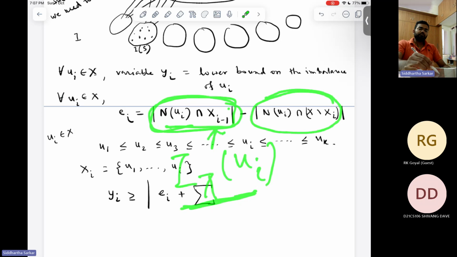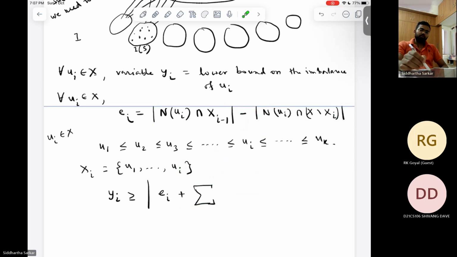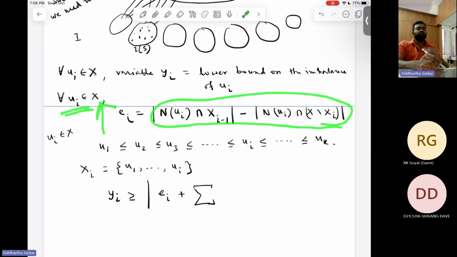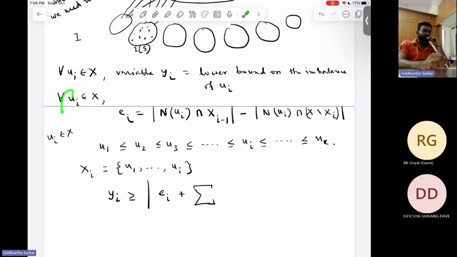Similarly, this term corresponds to counting the vertices which are to the right of ui in the vertex cover, that means having level more than that of ui. All right. So this is the imbalance coming to the vertex ui due to the vertices in the vertex cover. So we want to count what is the imbalance of ui. We have divided it into two parts. One part is ei, which is the imbalance coming due to the vertices in the vertex cover.